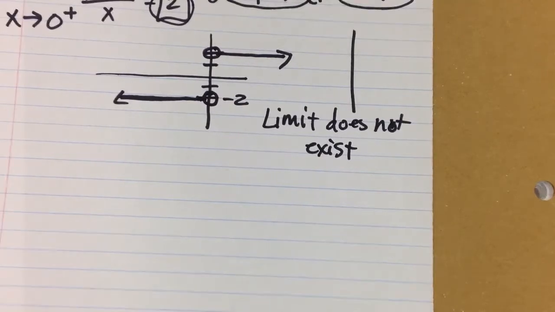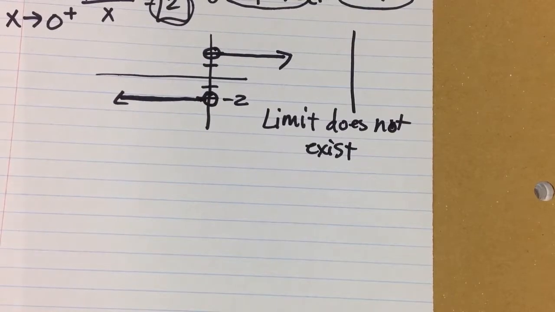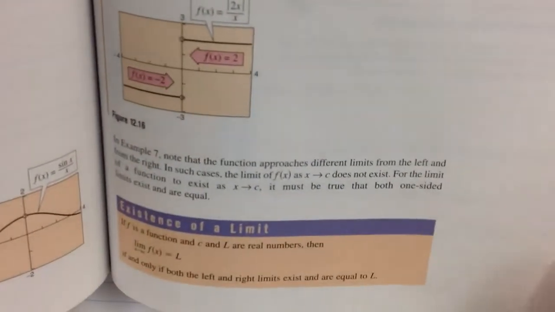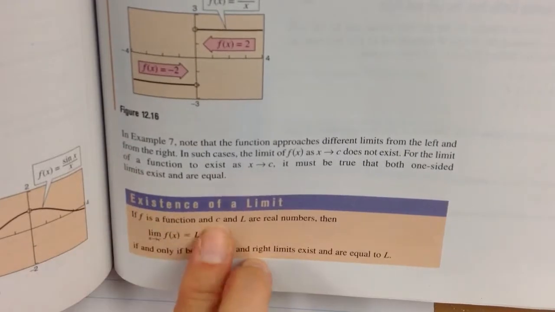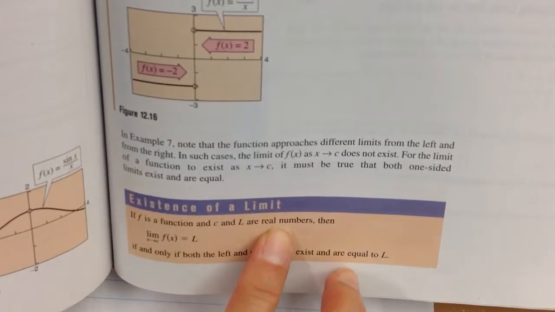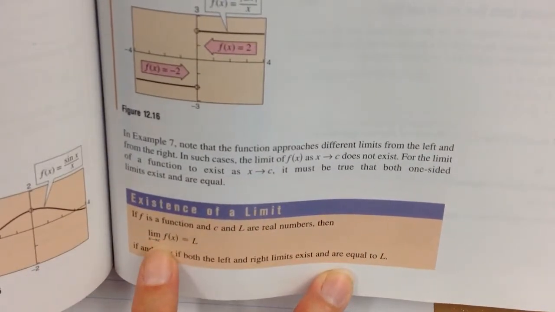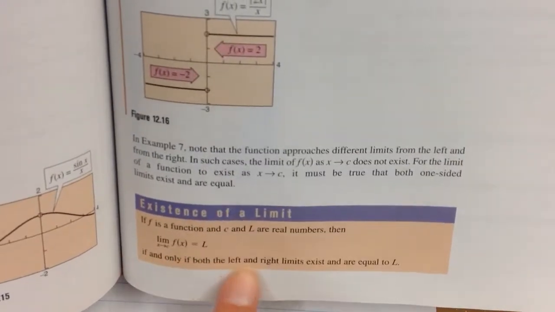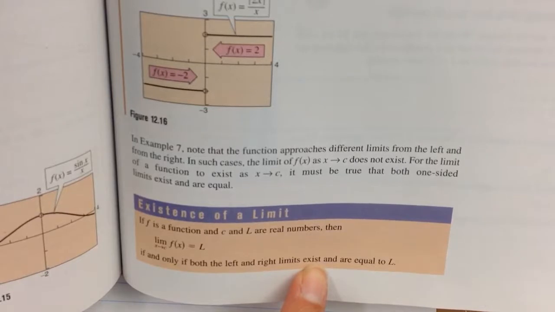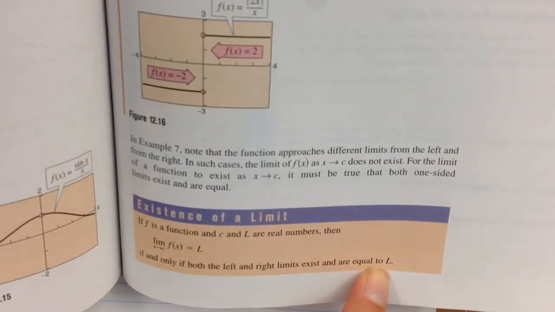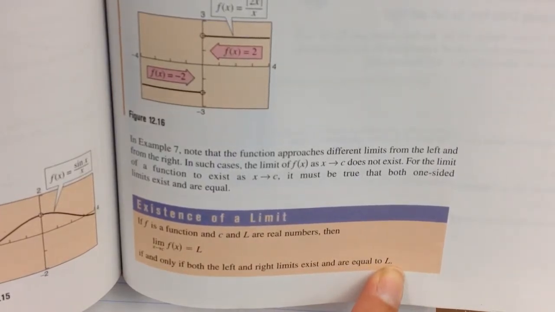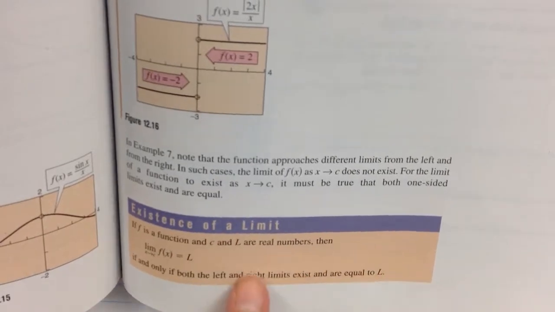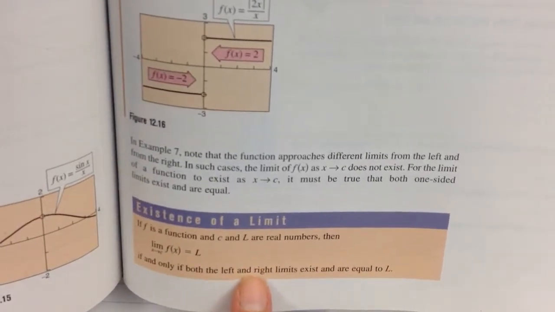So good, we know about left and right-handed limits. And then your book tells you, if f is a function and c and L are real numbers, then the limit as x approaches c of f of x is L if and only if both the left and right hand limits exist and are equal to L. So they have to be equal to the same number L to have a limit that exists. Otherwise, the limit does not exist.